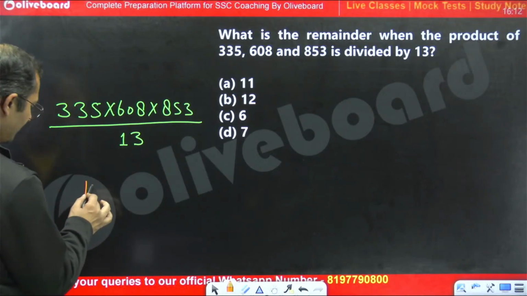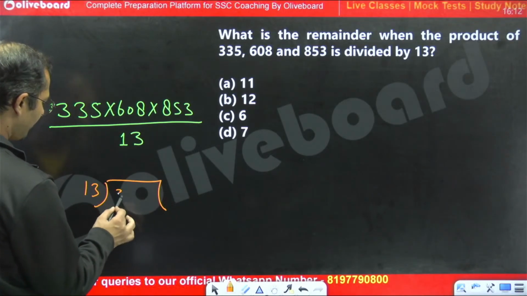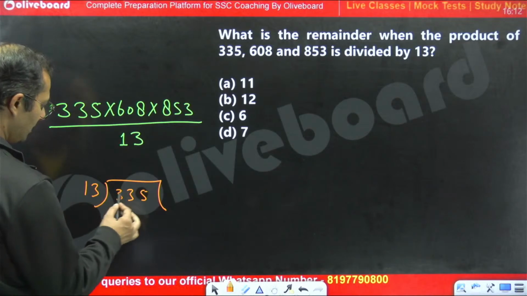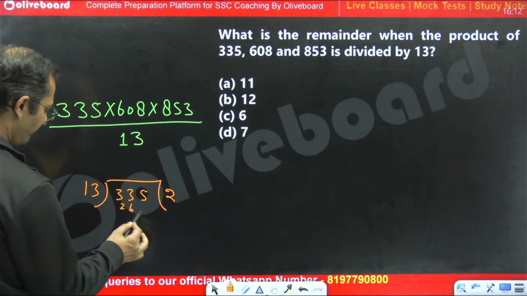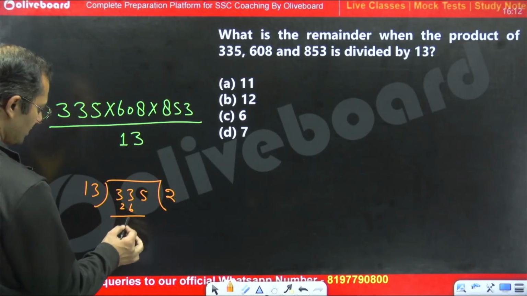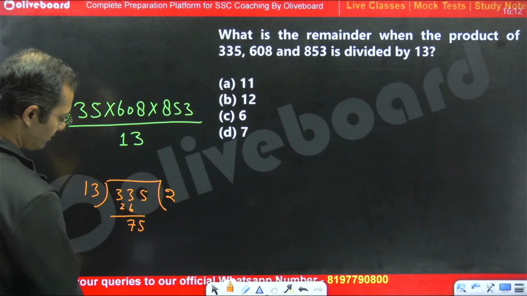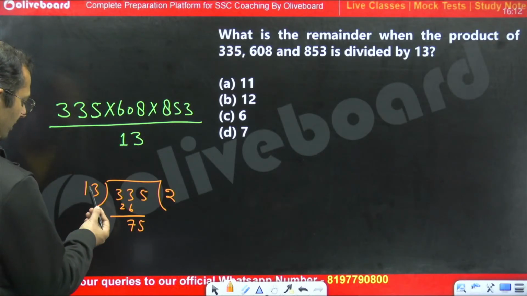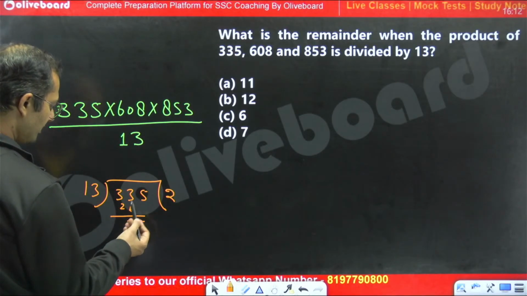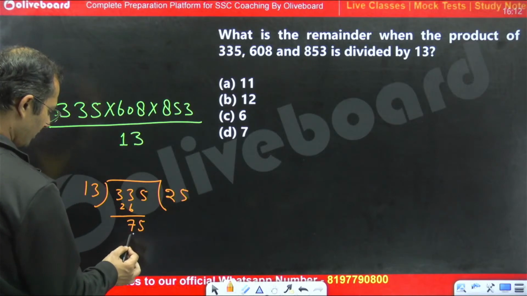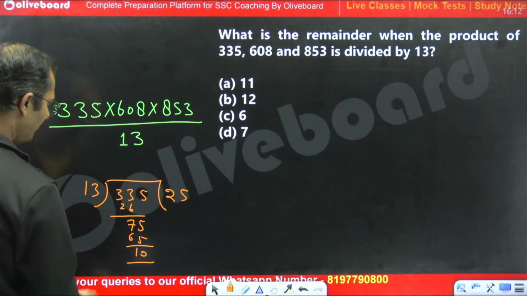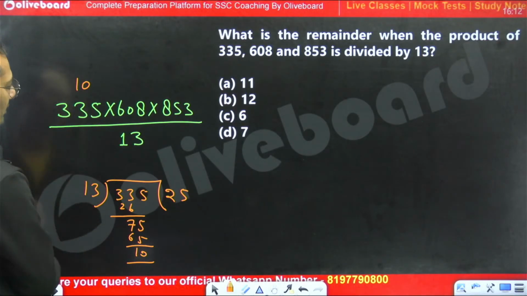See, simply we can check. Divide the first number by 13. 13 2s are 26. How much is left? So 7 is left, okay? Pull down the 5. So 13 5s are 65, okay? So 10 is the remainder. Here the 10 is the remainder, okay?